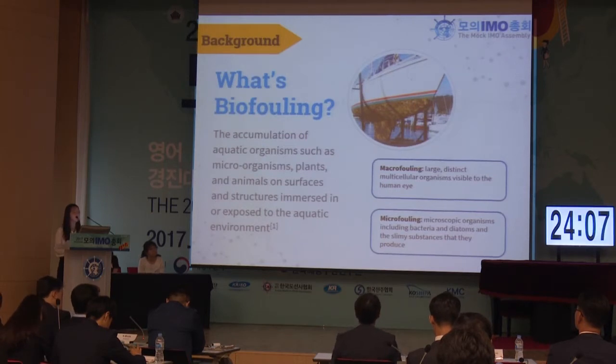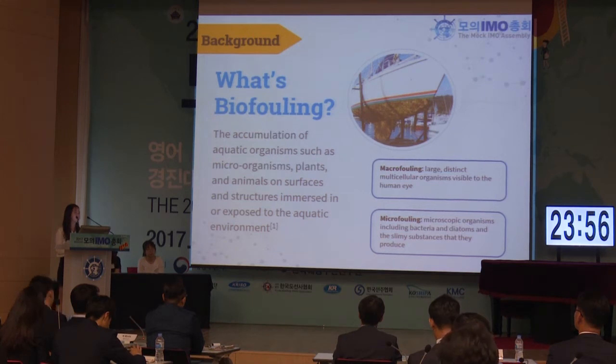So before we go into any of the details, what exactly is biofouling? Biofouling is defined to be the accumulation of aquatic organisms such as microorganisms, plants, and animals on the surfaces of structures exposed to or immersed in the aquatic environment. It can be further divided into macrofouling and microfouling, in which macrofouling deals with large distinct organisms visible to the human eye, while microfouling deals with microscopic organisms.